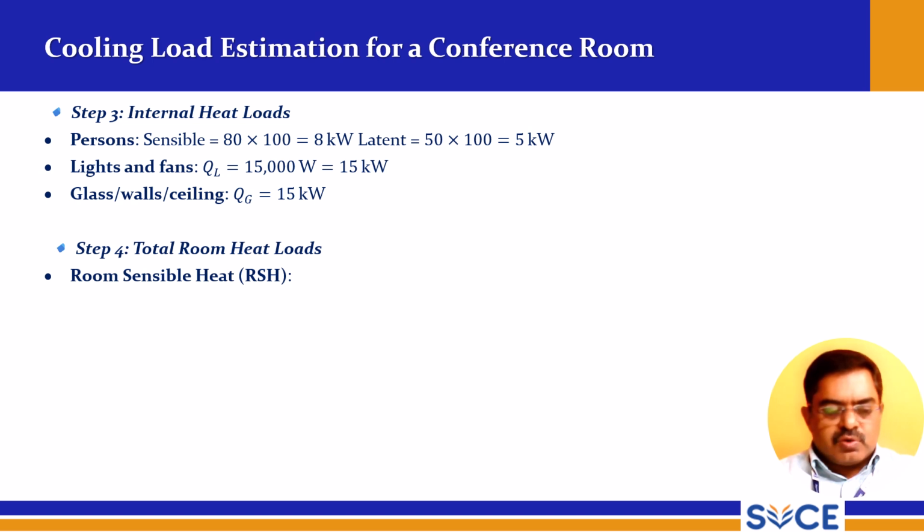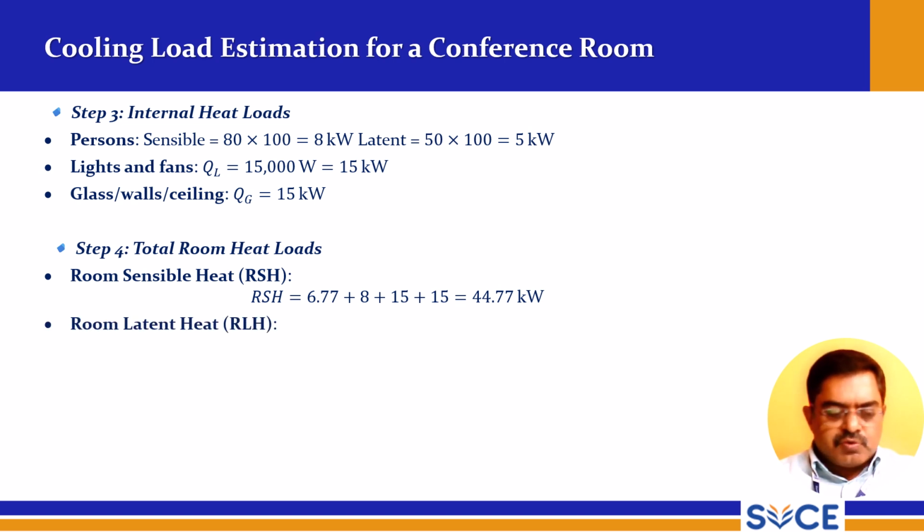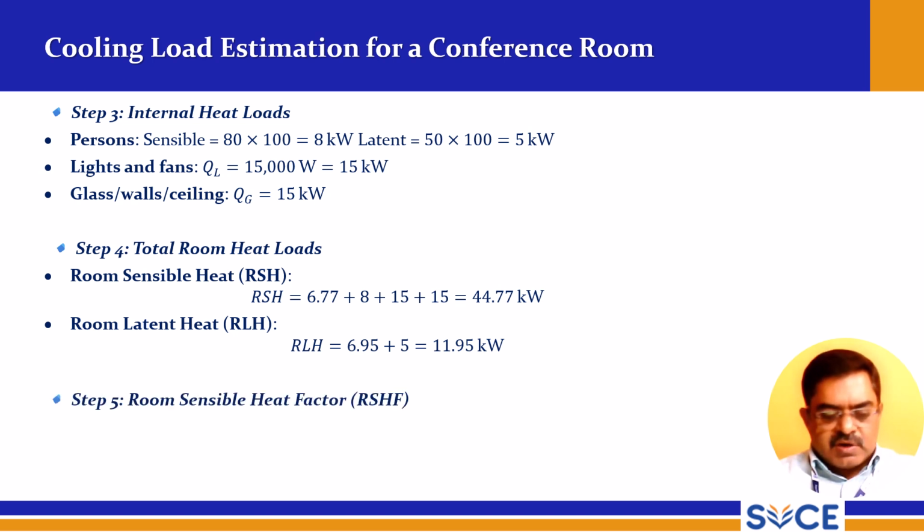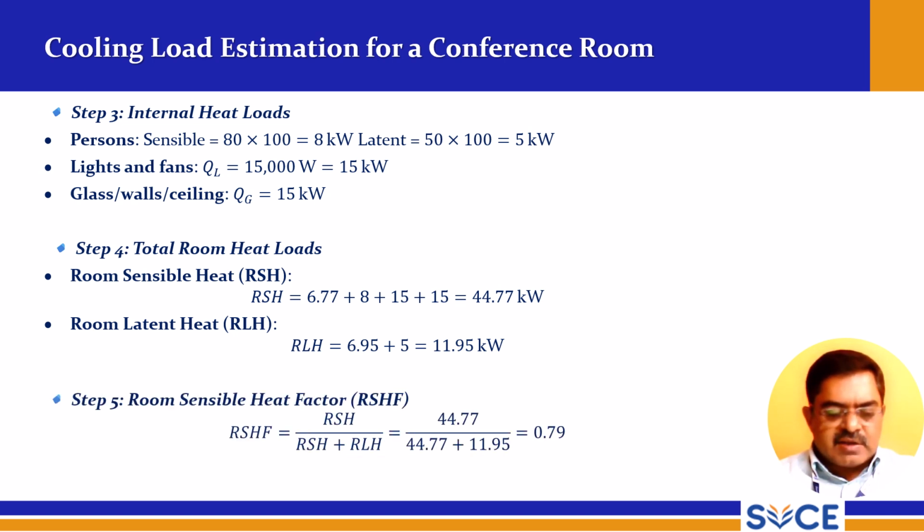Room total heat loads: sensible heat RSH equals 6.77 plus 8 plus 15 plus 15, so that is 44.77 kilowatts. Room latent heat, RLH, equals 6.95 plus 5, that is 11.95 kilowatt. Room sensible heat factor RSHF equals RSH divided by RSH plus RLH, which equals 0.79. It is 0.79.